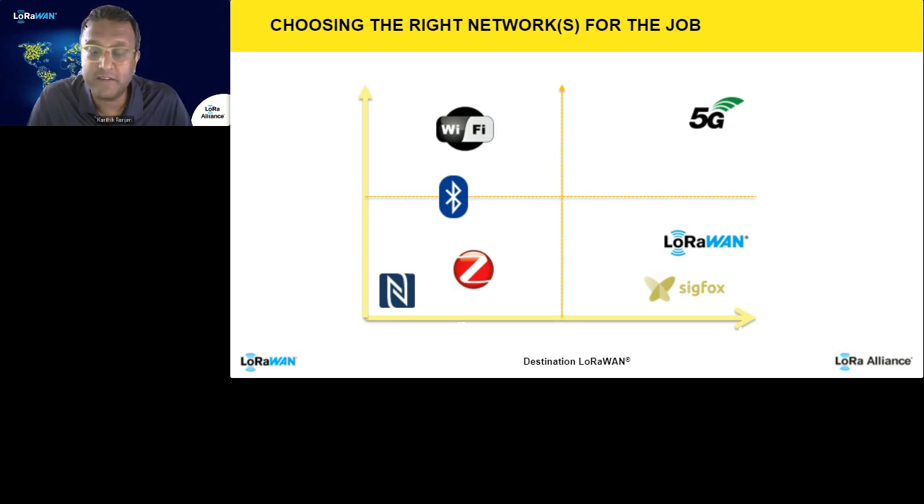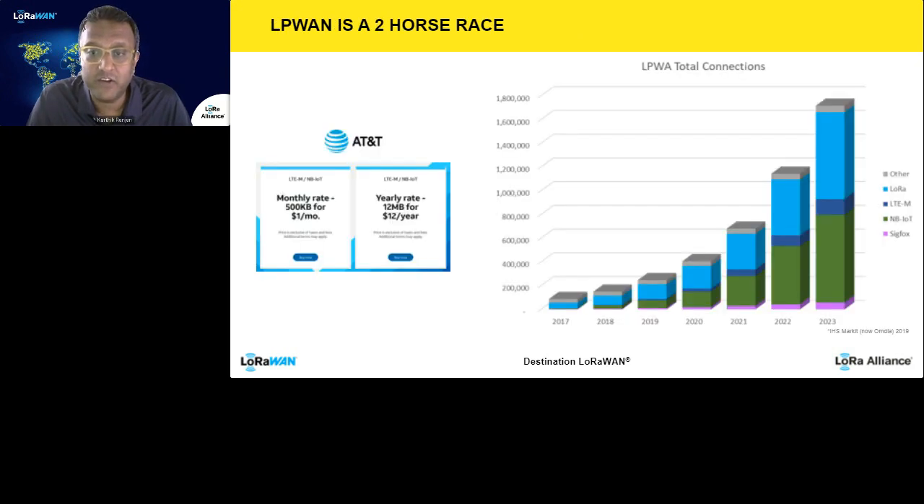So that brings us to the bottom right quadrant, which is what we call LPWAN, low power wide area networks. And this is where LoRaWAN fits very well. It provides a network which is very long range, but also designed for low power applications. And if we look at data, this is from Omdia Research, we see that in the low power wide area networks, it's really a two-horse race between LoRaWAN and NB-IoT. Some of the key differences, which we'll talk about, are on the business side, but also on the technology side.